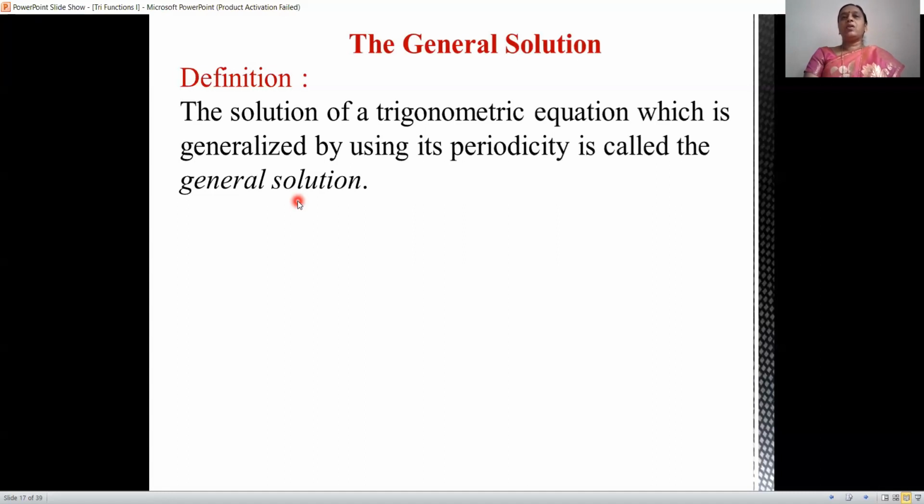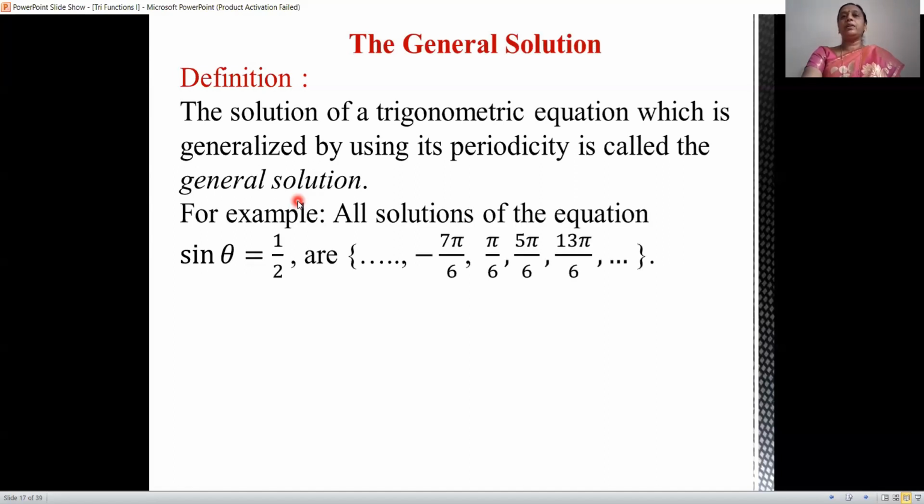We know that all the trigonometric functions are periodic functions and we get an infinite number of solutions. So, to collect all those solutions in one bunch, in one formula, we generalize that in one formula, and that generalization is called general solution. That is, the solution of a trigonometric equation which is generalized by using its periodicity is called general solution.